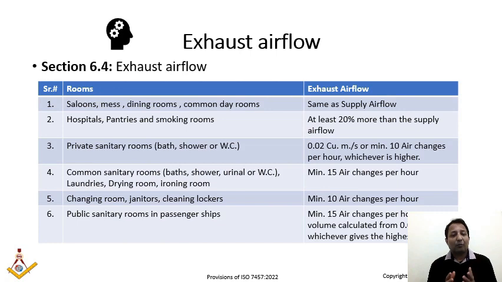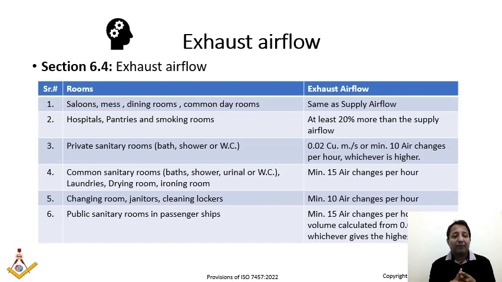This particular section talks about the exhaust airflow for the marine accommodation spaces. Section 6.4 talks about the exhaust airflow, and these are the various areas which are listed which form part of a marine accommodation. Let's take the first one, that is saloon, mess room, dining room, common day rooms. The exhaust airflow from these rooms shall be the same as the supply airflow. And the second one is hospital, that is medic room, pantries and smoking rooms. The exhaust airflow has to be at least 20% more than the supply airflow.